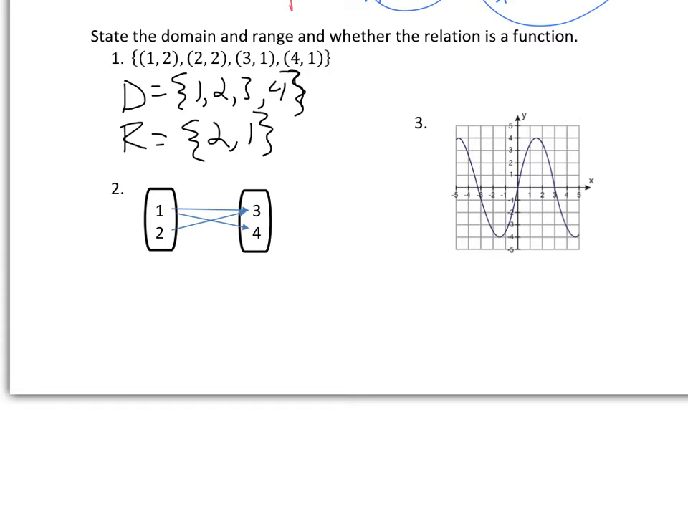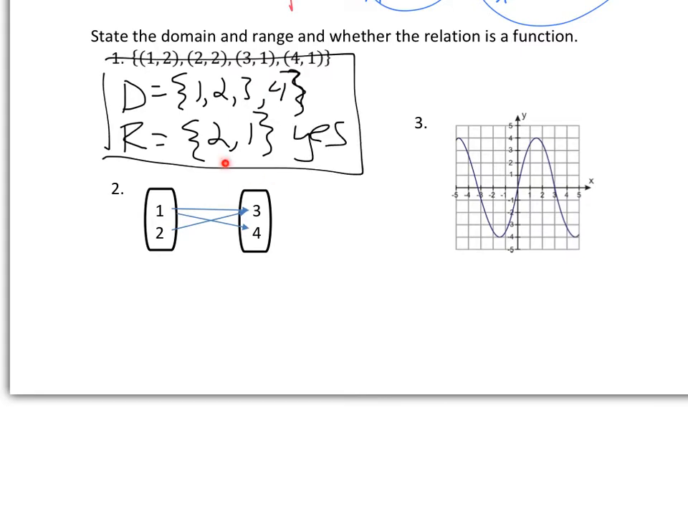So does it matter that there are two 2's for the y's and two 1's for the y's? No, it doesn't. That doesn't bother us. It's only if you double up on x's. So if you double up on x's, it's not good. If you don't, then you are all good. So the answer is yes, it's a function.